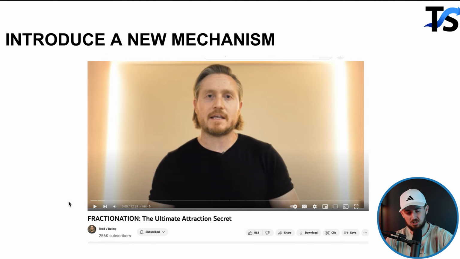A great example from Todd V Dating right here. People who are in the pickup niche, they know about attraction and stuff like that. They've tried a lot of different ways for attraction. But then what Todd did was he introduced a new mechanism, fractionation, the ultimate attraction secret. He introduced a new mechanism to get people what they want that they failed at multiple times already.